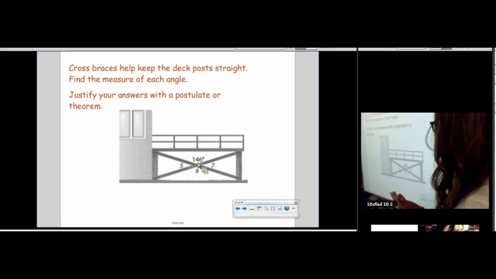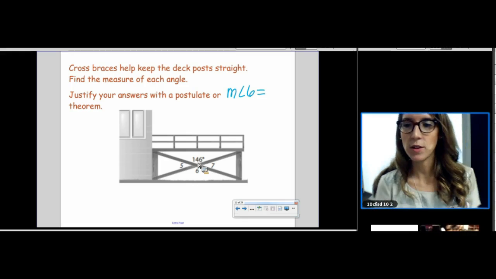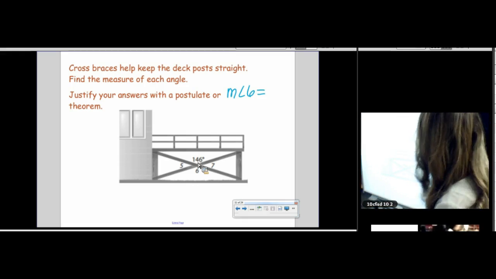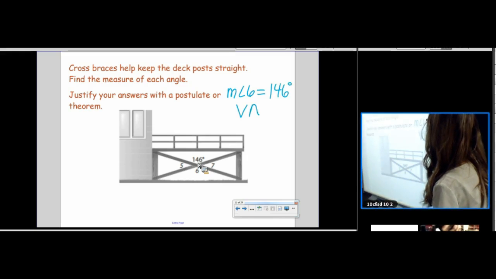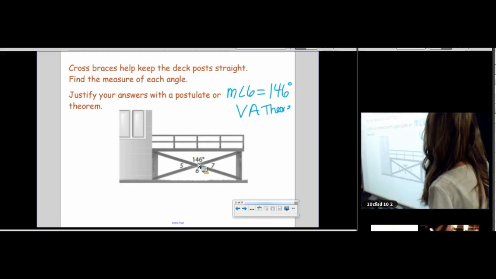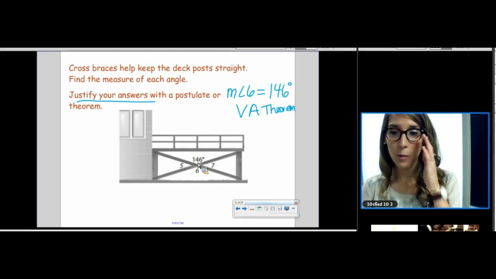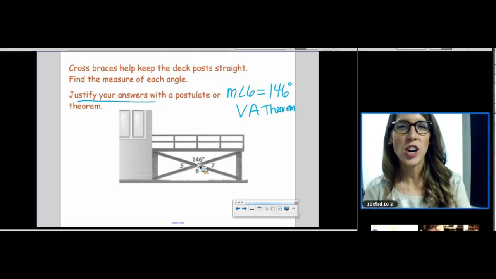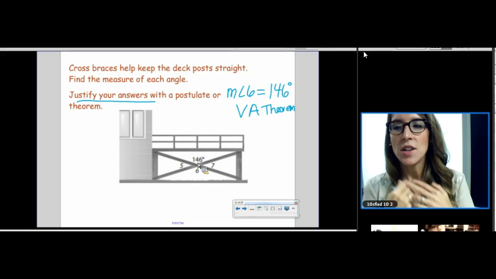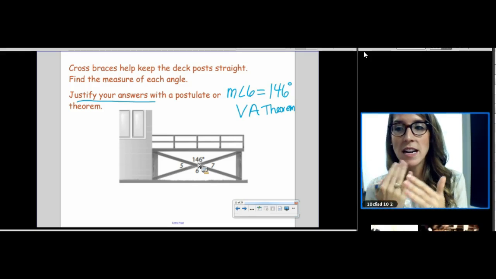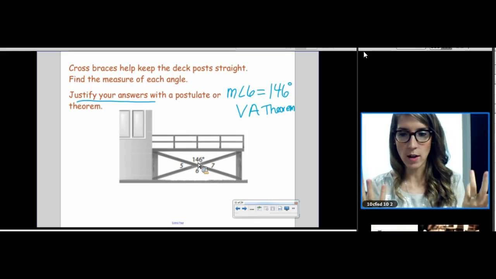So let's find the measure of angle 6 first. So measure of angle 6, 146 degrees. Why? Vertical angle theorem. So when it says things like justify your answers, get ready, because on Monday we're going to do mini proofs. We're going to start kind of proving things, or maybe not proving things, but at least justifying things. So when we solve something, we need to know why we chose that. I chose the angle 6 is 146 because of the vertical angle theorem.